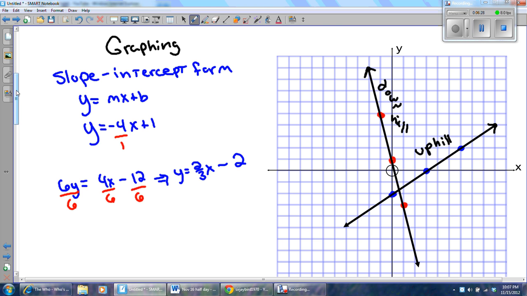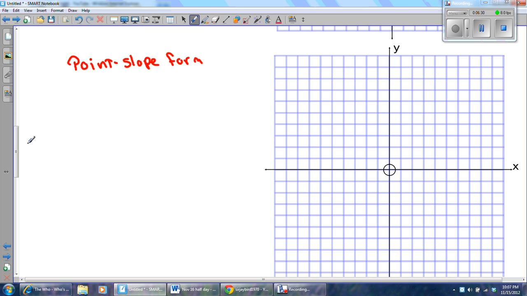Okay. We also know how to graph from point-slope form, and point-slope form is kind of a strange one. It's a y variable minus a y coordinate equal to the slope times the quantity of the x variable minus the x coordinate, right? The big X and the y are variables. They stay in the equation. The little x and y, the ones with the little subscript ones, are coordinates.